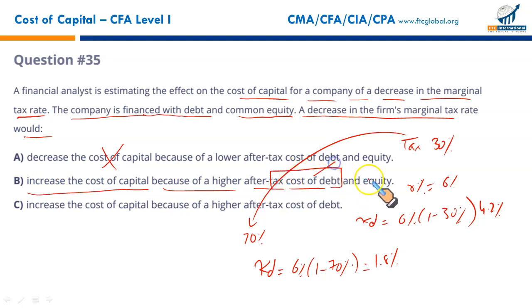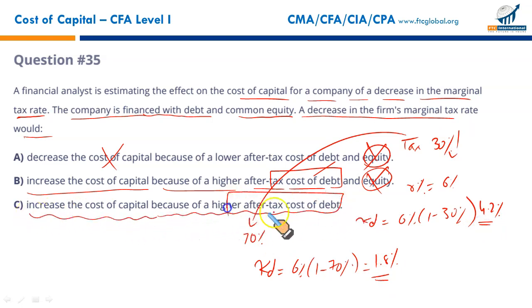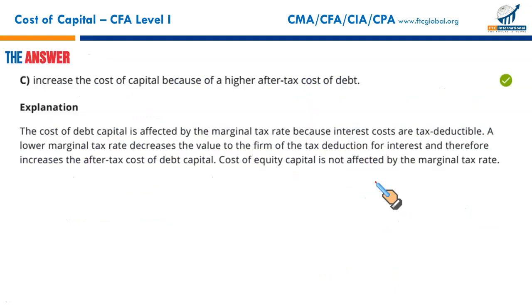After-tax cost of debt is fine, but an increase or decrease in tax rate doesn't affect equity. You have to remove equity from both of these options. Tax increase or decrease affects the cost of debt, not equity. So since the tax rate has fallen, from 70% to 30%, the cost of debt will go up from 1.8 to 4.2. So it will increase the cost of capital because of higher after-tax cost of debt. That is the right option, C.